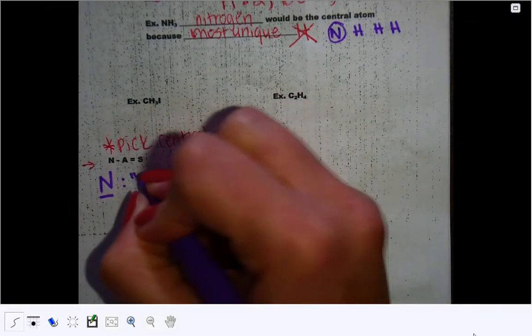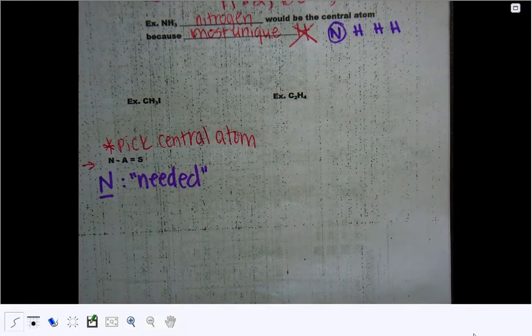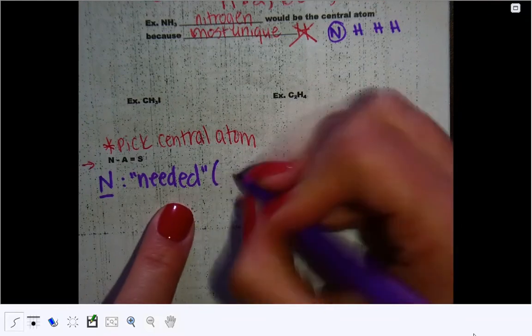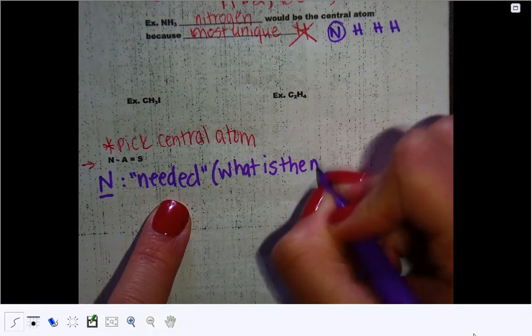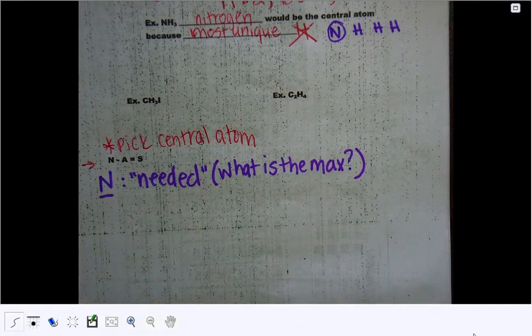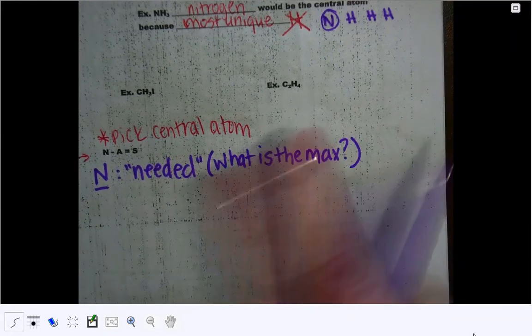All right, so N. N stands for needed, which bothers some people, so we're going to write what that means. It means what is the max. By the max, I mean the octet. What is its octet? What is its requirement to be full? Not how many does it need, but how many does it need total. Some people like to say, well, it only needs 3. No. Total, okay? So for the most part, this is 8. This will always be 8, except for the ones that we just talked about.